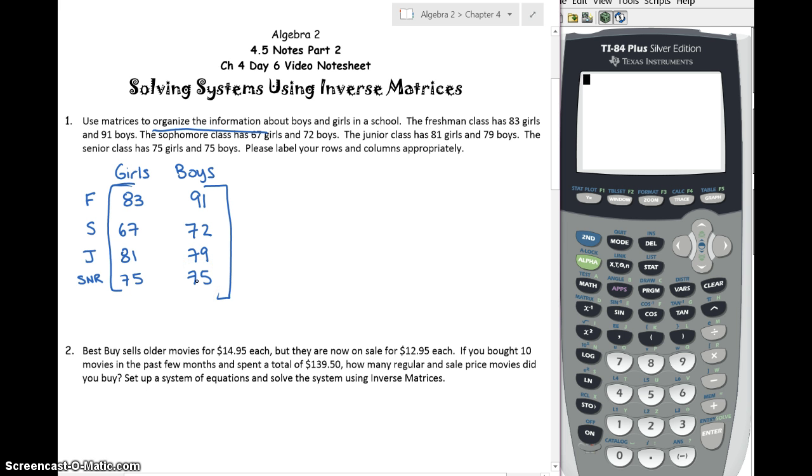Now, some of you might have said, I was going to put the girls and the boys for the rows and the classes in the columns, and that is completely okay. So another way to do this would be putting the girls and the boys as the row. Then the freshman class has 83 girls and 91 boys. The sophomore class has 67 girls and 72 boys. The junior class has 81 girls and 79 boys. And then last but not least, the senior class has 75 girls and 75 boys.